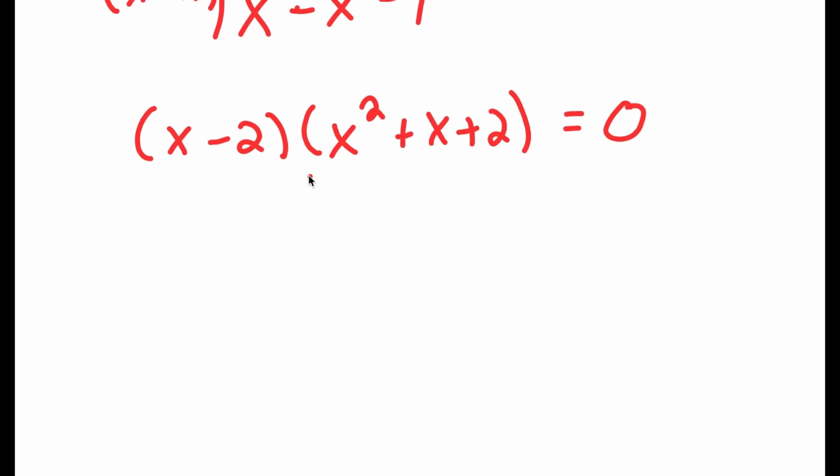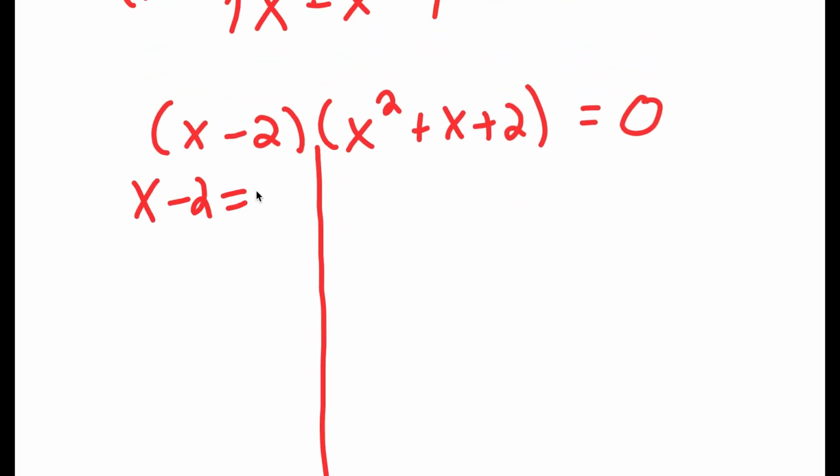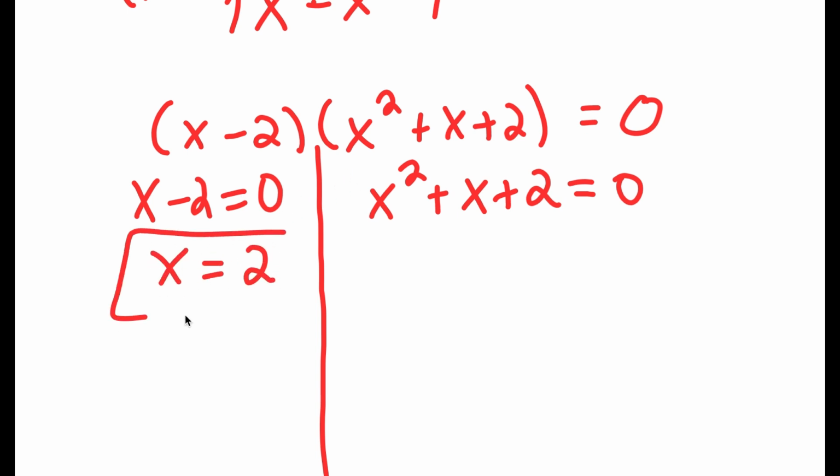So now this gives me two equations. I have x minus 2 is equal to 0, and I have x squared plus x plus 2 is equal to 0. So for x minus 2 equals 0, this is simple. This obviously means x equals 2.